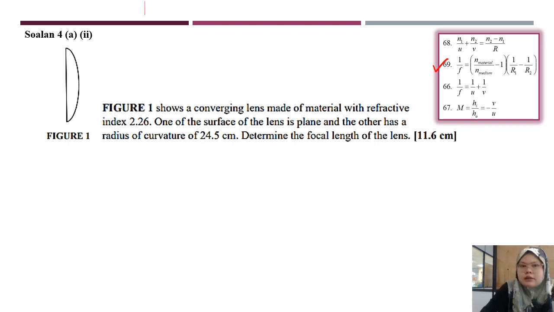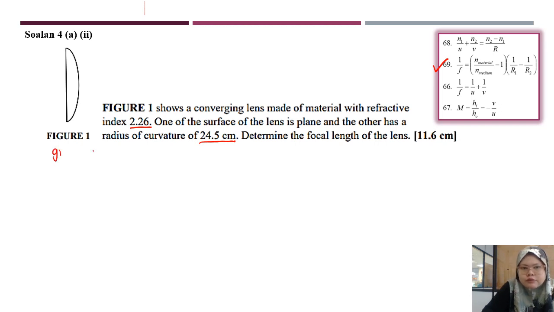Figure 1 shows a converging lens made of material with refractive index 2.26. This is the refractive index of the lens given, and one of the surfaces of the lens is plane and the other has a radius of curvature 24.5 cm. So we want to determine the focal length.